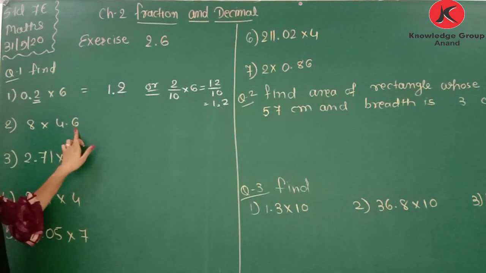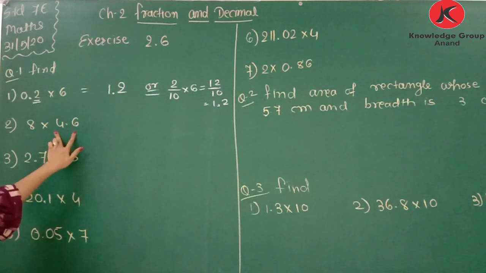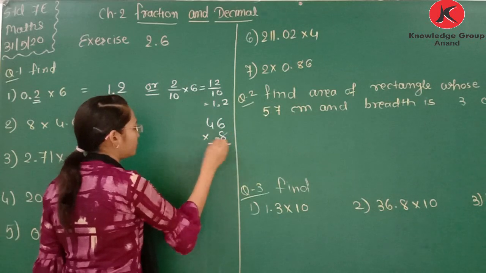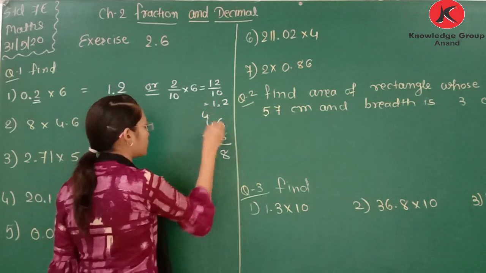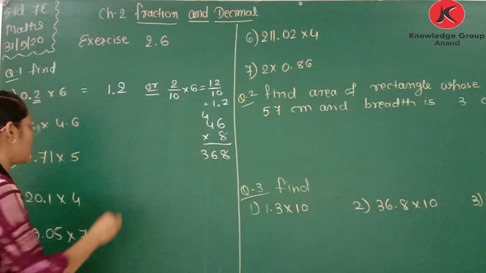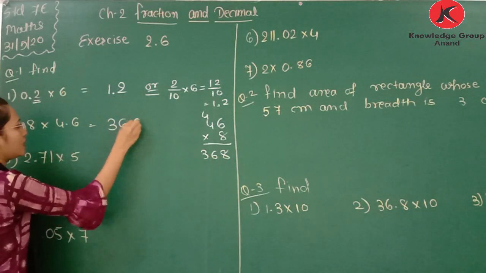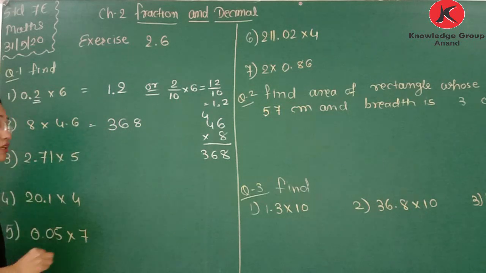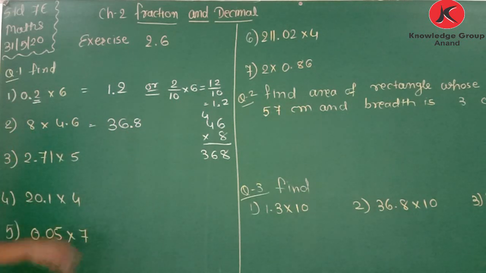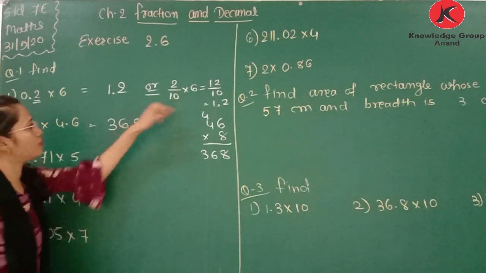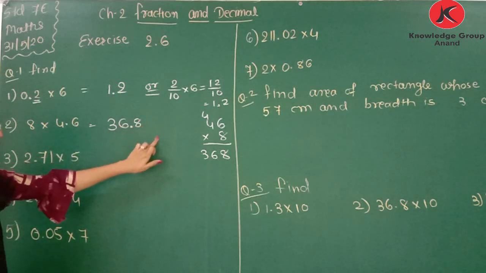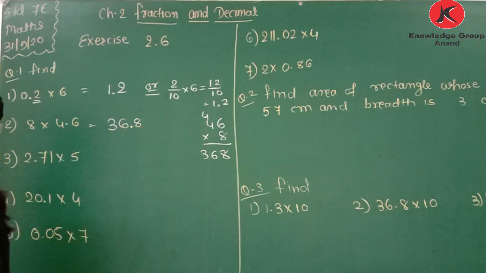8 multiply 4.6. What you have to do? Take 46 multiply 8. So let's say 46 multiply 8, 368 will be the answer. But where will be the decimal point? How many digits are here? Only 1. So the decimal point will be here. Clear? Or you can perform this multiplication in this method. You can do it this way also. 8 multiply 46 divided by 10, it is 36.8.